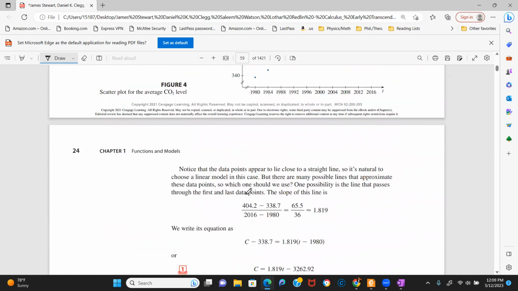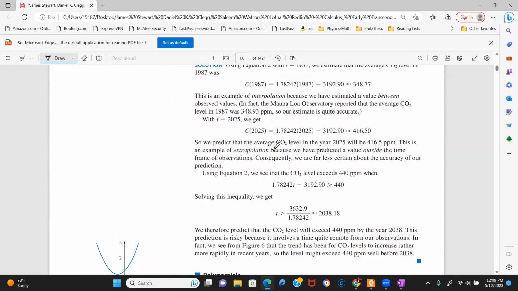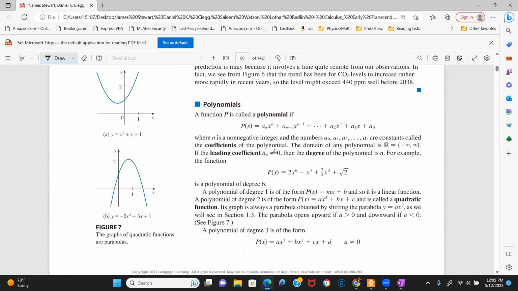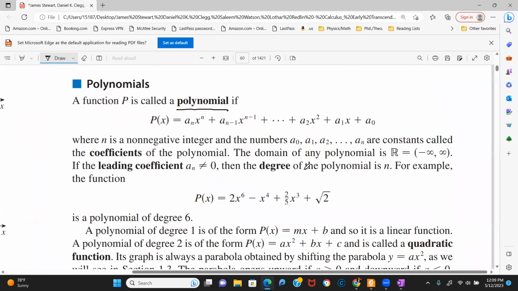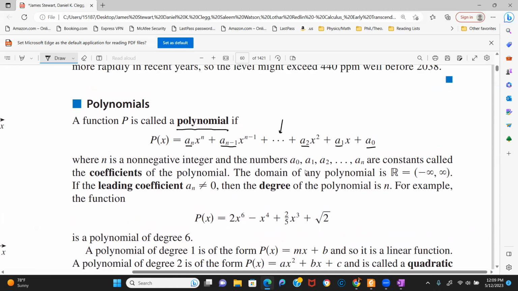The first type of function we're going to look at, and probably the most important type, is a polynomial function. A polynomial function is a function of the following form. You have a_n times x to the n, and then a_(n-1) times x to the n minus 1, and then some intermediate terms, and then a_2 x squared, a_1 x, and then a_0. And n is going to be some non-negative integer.